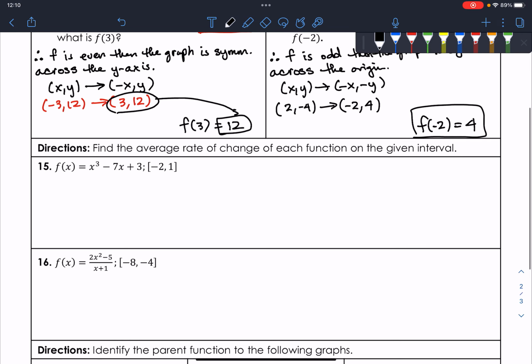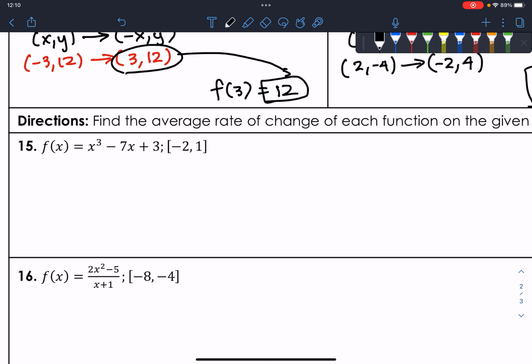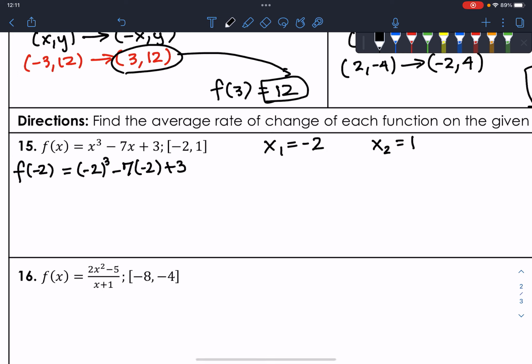Now, to find the average rate of change, the first thing we need to do again is figure out the corresponding y values for x equals negative 2 and x equals positive 1. So for negative 2, we're going to evaluate this, which equals 9. And then we evaluate our function with 1.